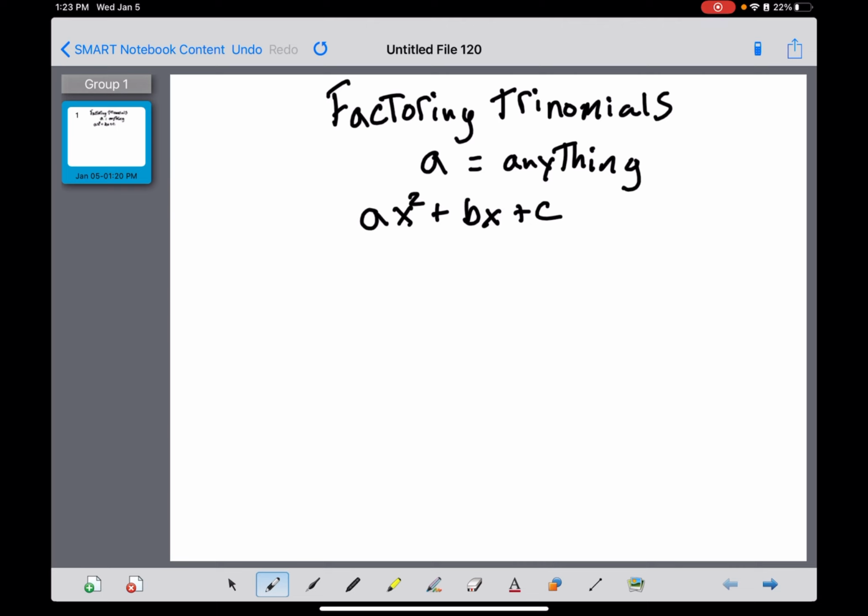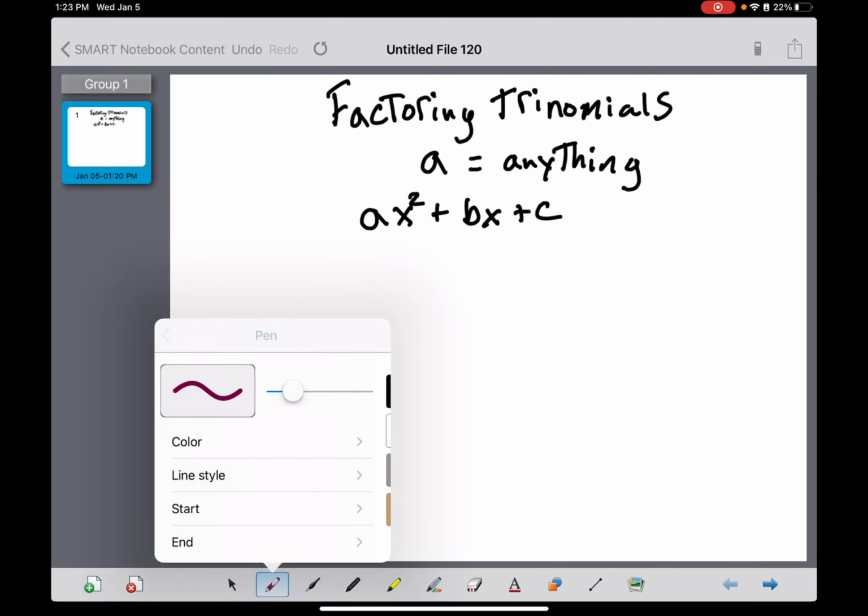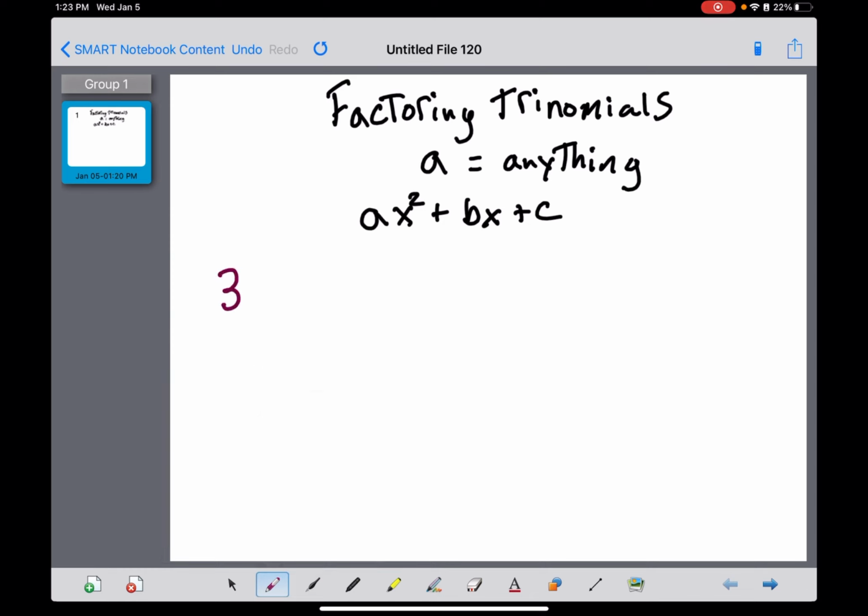The trinomial that we're going to start out with is 3x squared plus 10x plus 8. Now, because that leading coefficient, our a value, isn't 1 anymore, we have to look and see if we can take a GCF out.